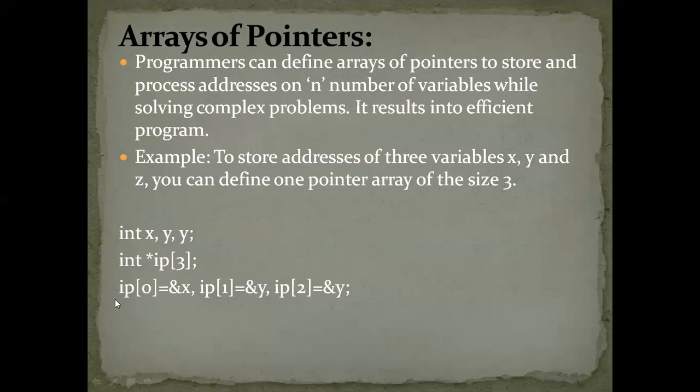Here IP of 0, this is the 0th position, gets ampersand of x. IP of 1, this is the 1st position, gets ampersand of y. IP of 2 gets ampersand of z. X, Y, Z, the 3 variables. This is how the array concept can be used.